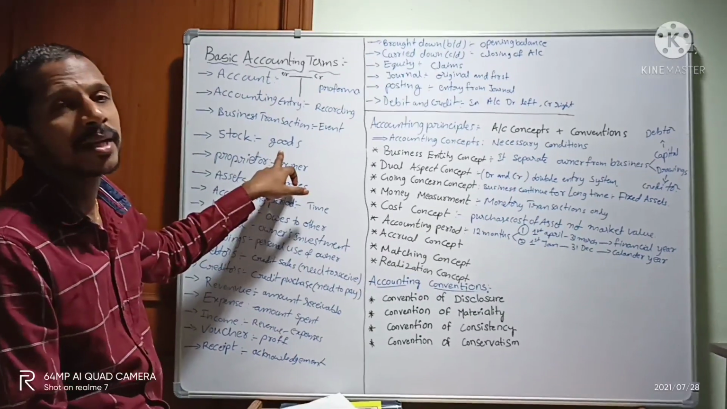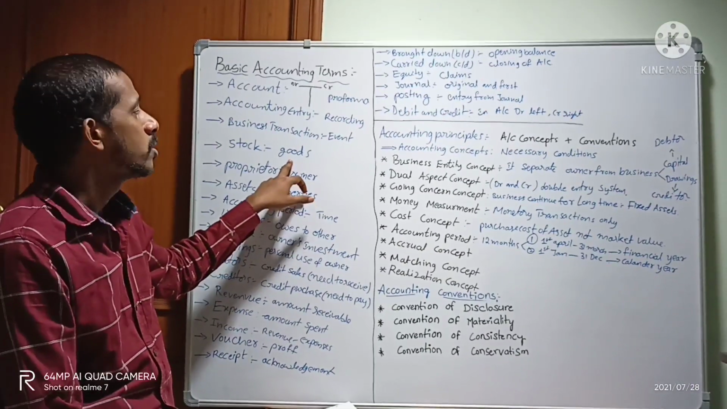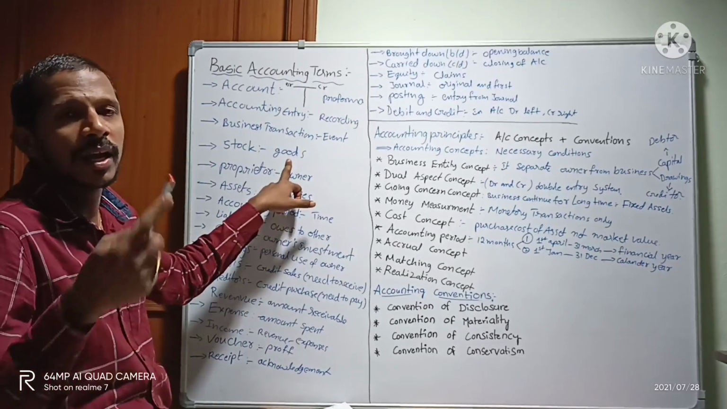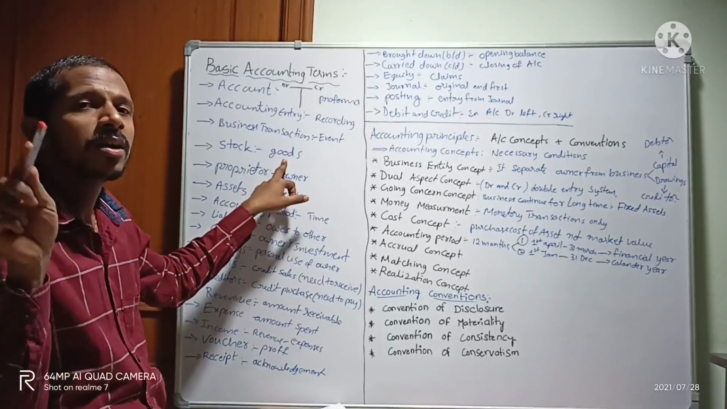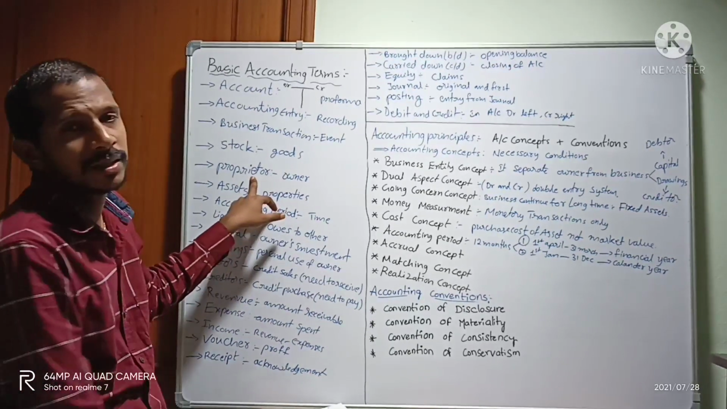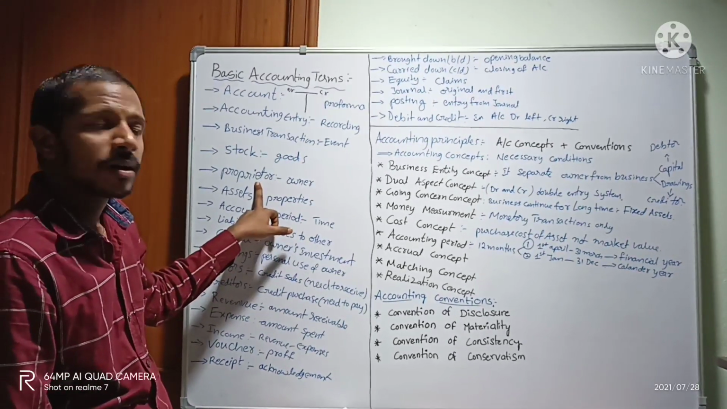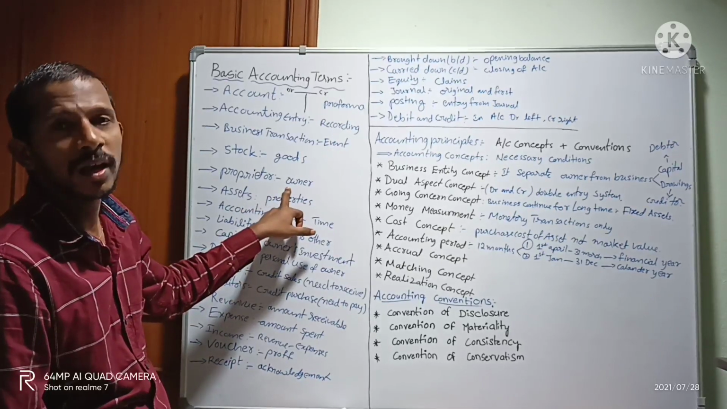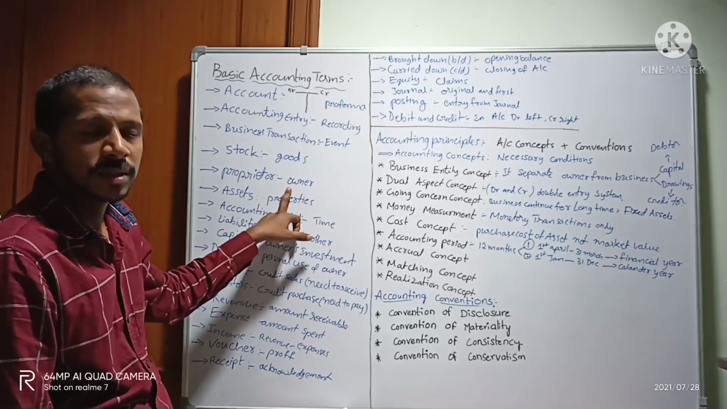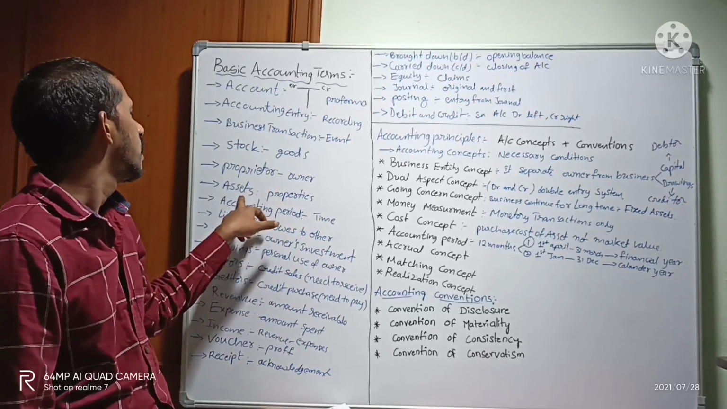And next, stock. What is stock? It means goods. Business means we are dealing with goods and services. So goods is nothing but the stock which we are ready to sell, which we are producing. That is goods. And proprietor is a person or a firm. The proprietor is the owner of the business who invests their capital in the business. They are the owner.